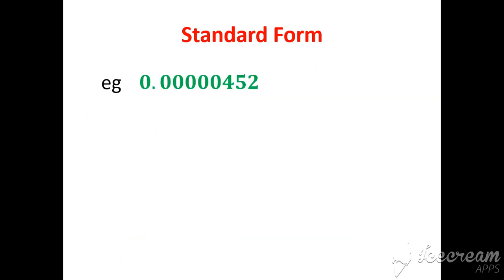Here's an exceptionally small number. Example: 0.0000452. This is written in standard form as 4.52 times 10 to the power of -6.